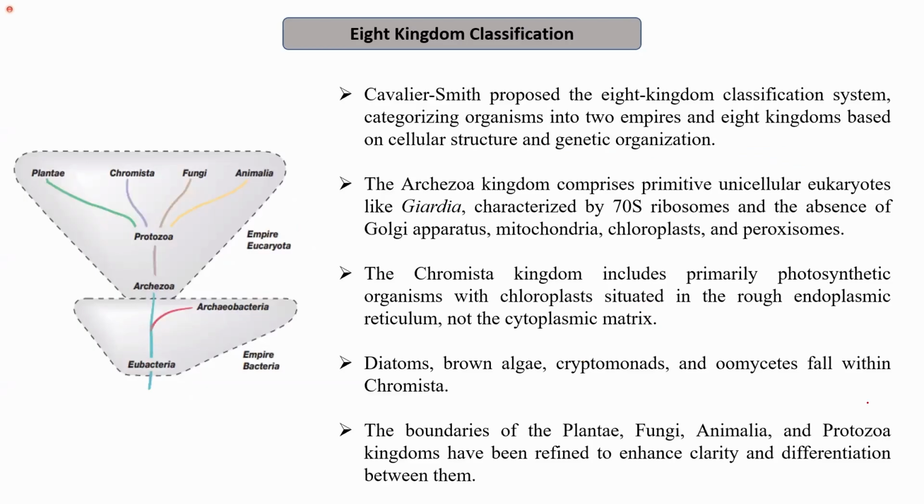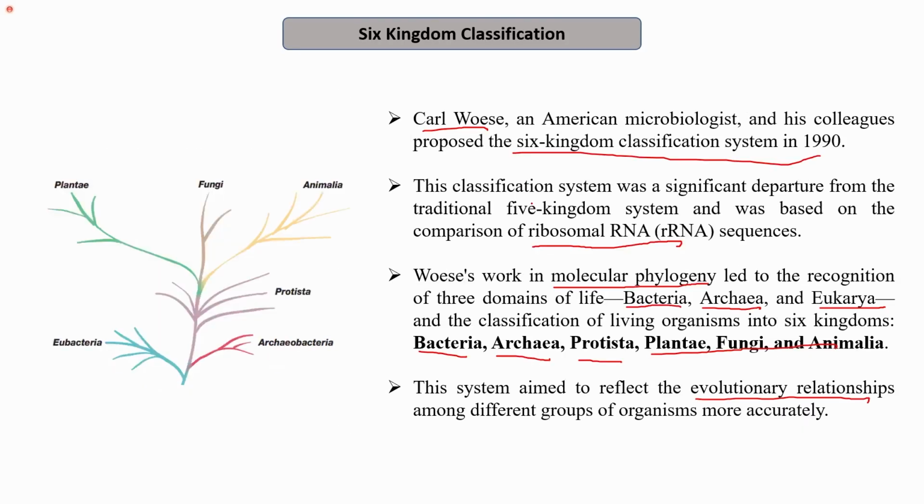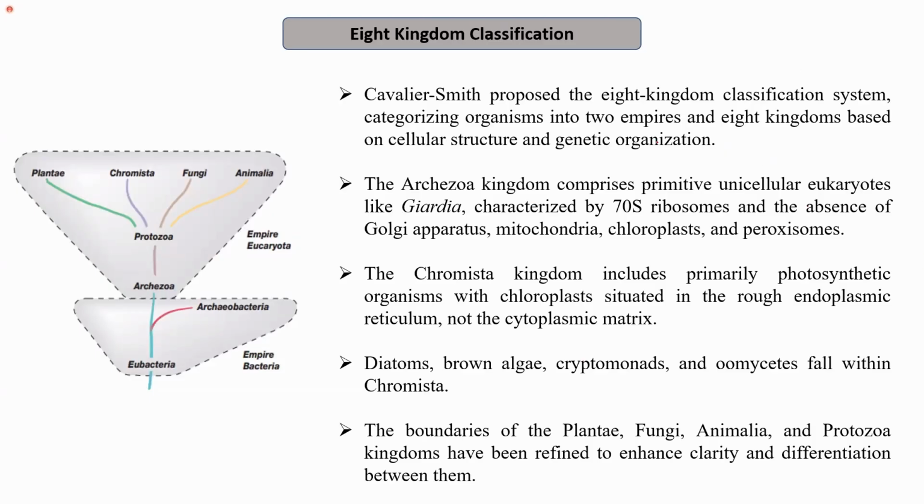The next and more detailed classification is of Cavalier-Smith. Smith proposed the 8-kingdom classification system. Till now we were studying the 5 kingdom or 6 kingdom, but Smith proposed the 8 kingdom classification system. And here he has used the terms empire and kingdoms. In the 6 kingdom classification, 2 terms were used, domains and kingdoms. But in this 8 kingdom classification system, the two terms used were empires and kingdoms.